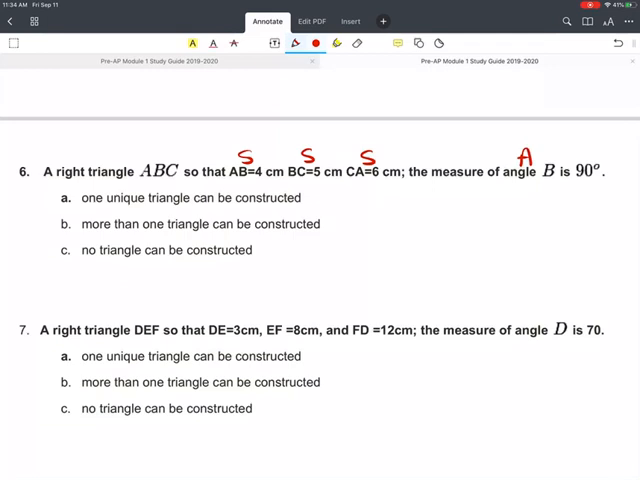So looking at this, we see that we need to follow the side, side rule. So our side, side rule, again, is the 2 smallest have to add to be greater than the longest. So my 2 smallest, 4 plus 5, we know that equals 9. Is 9 greater than 6? In this case, it is yes. So this would create a side, side, which we know is one unique triangle.